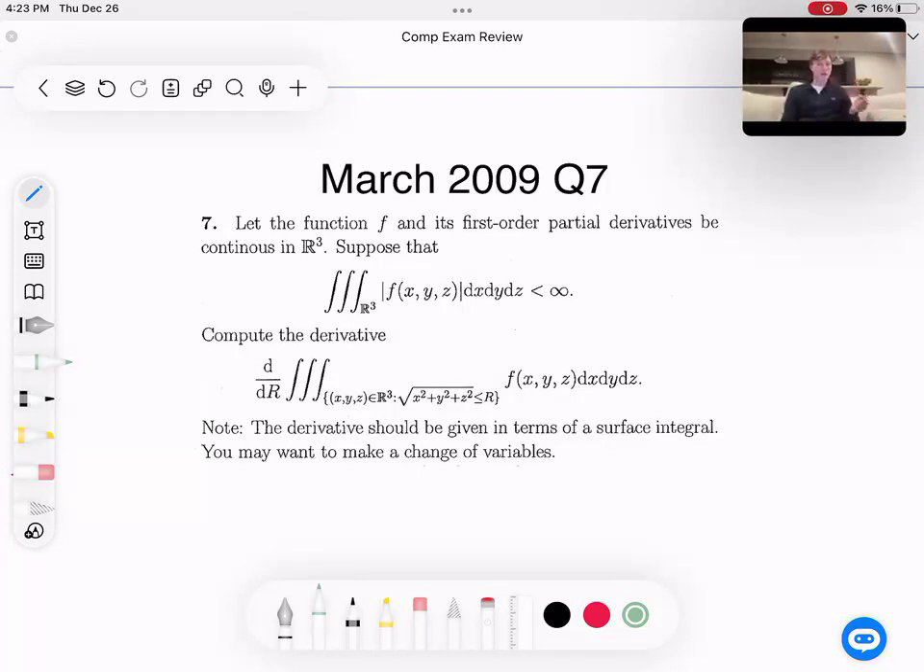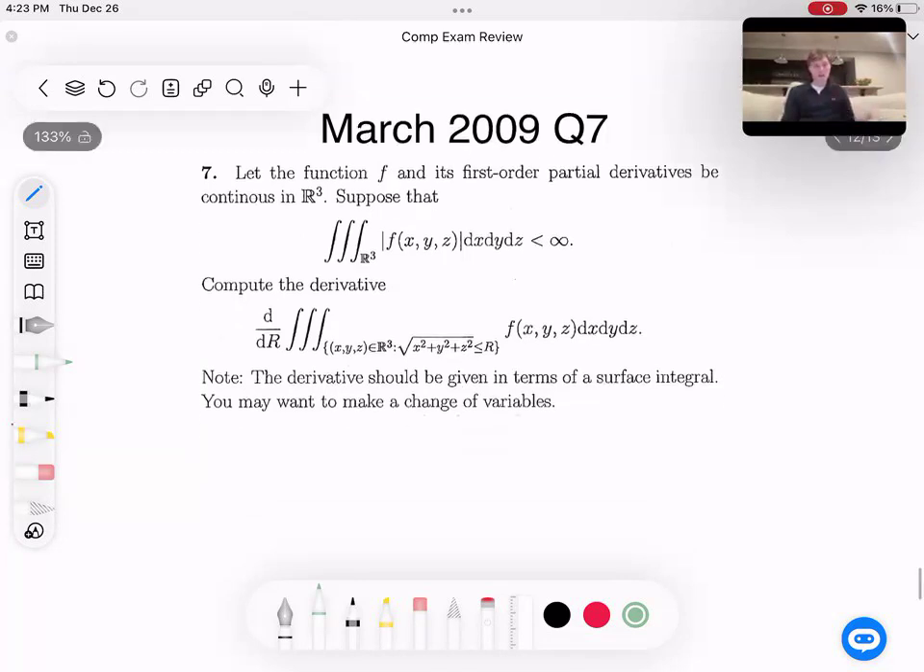So the question that I'm talking about is from the March 2009 comprehensive exam, and it is question number 7. The question is a little bit involved, but let's just read through it together and see what we notice. Let the function f and its first order partial derivatives be continuous on R3. Suppose that the triple integral over R3 of the absolute value of f of xyz dx dy dz is less than infinity. This just means it's absolutely integrable, right?